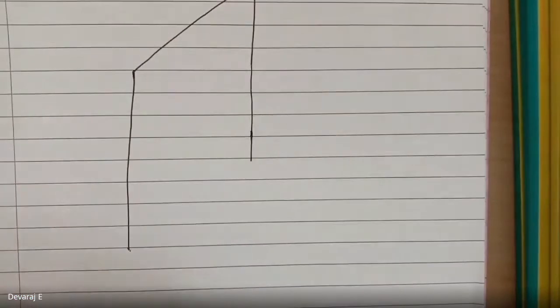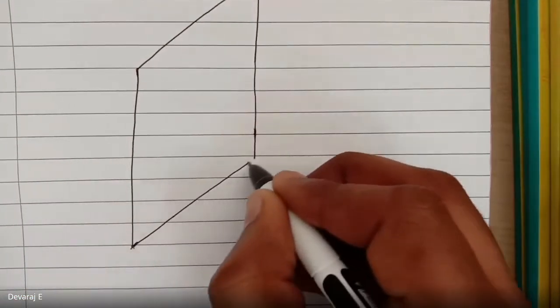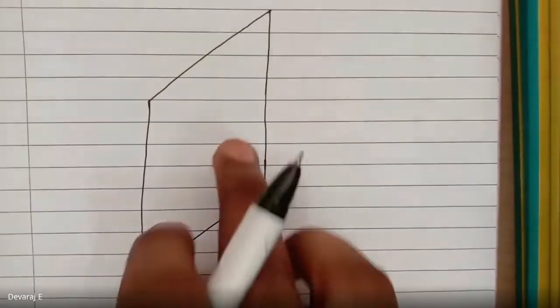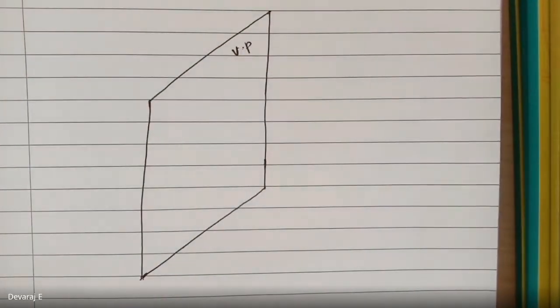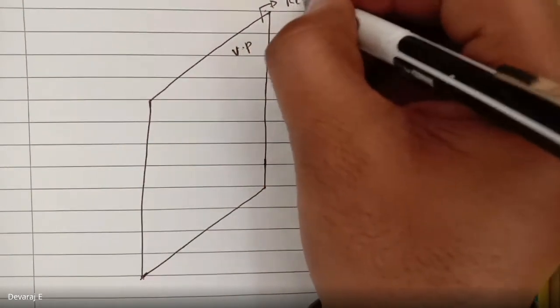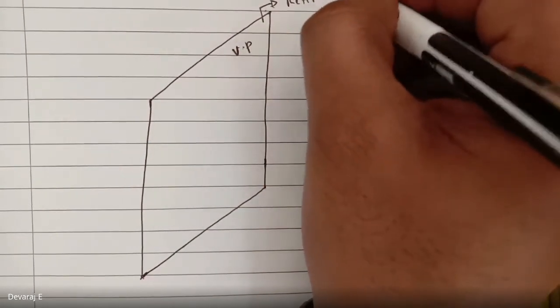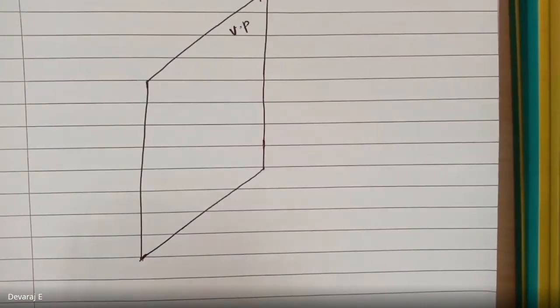Okay, thank you. Now join these 2 lines. So these 2 points. Okay, so this is called as what? Reference plane. Or it is called as vertical plane, right? Initially, till now, we called that reference plane. Okay, reference plane or vertical plane. Now, what you will do?